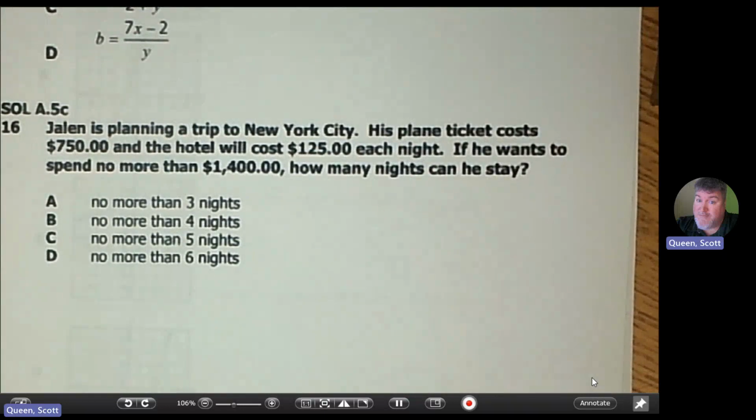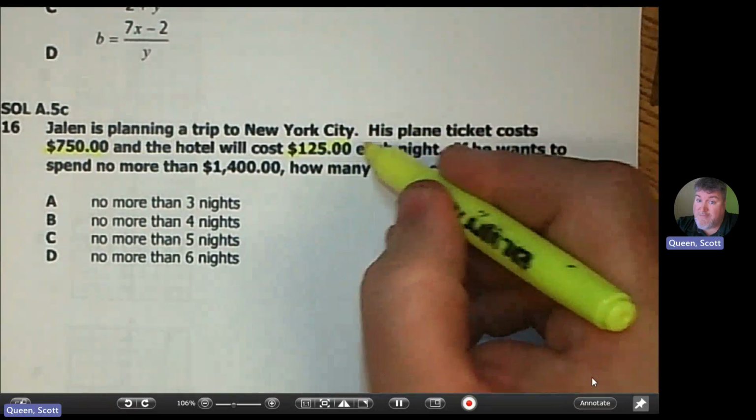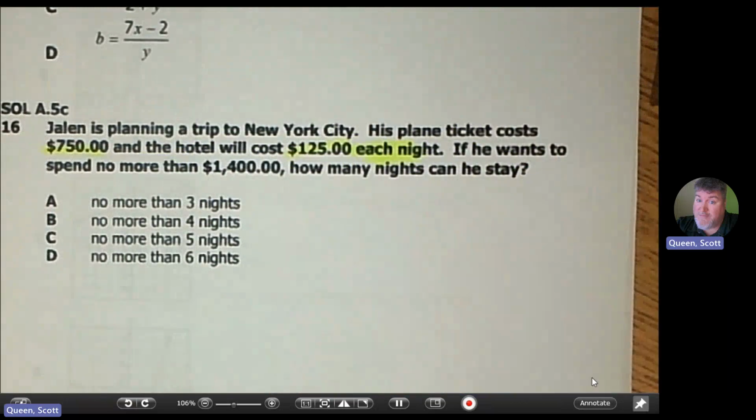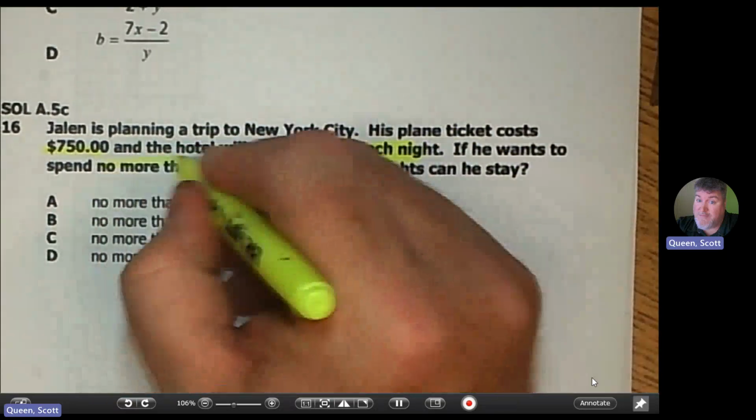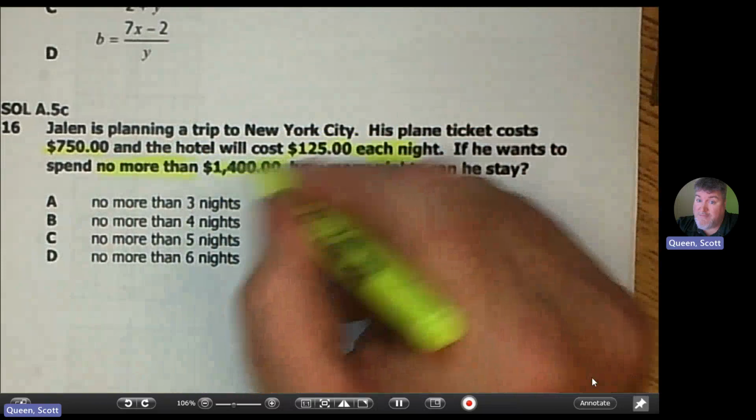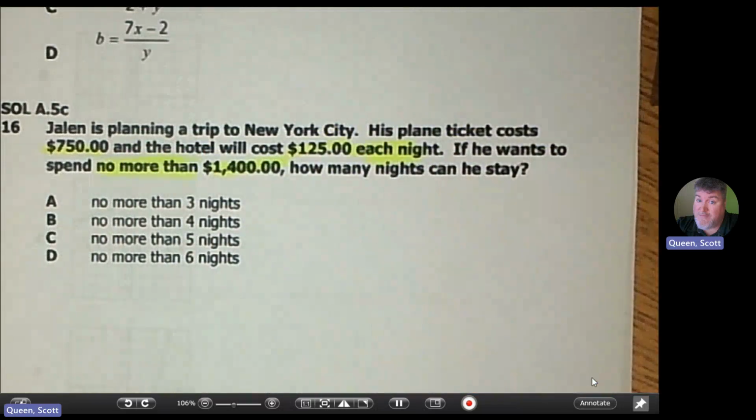All right, so 16, Jalen. Do we have a Jalen in here? Yeah, I thought we did. So Jalen's going on a trip that we don't care about. His plane ticket costs this much. That's a total. And the hotel will cost this much, but each night, that each part's pretty important. If he wants to spend no more than $1,400, dang, where are you working? How many nights can he stay?